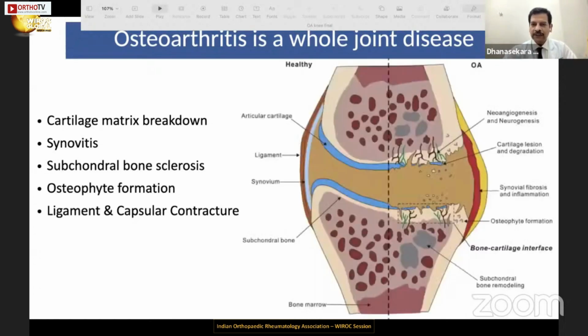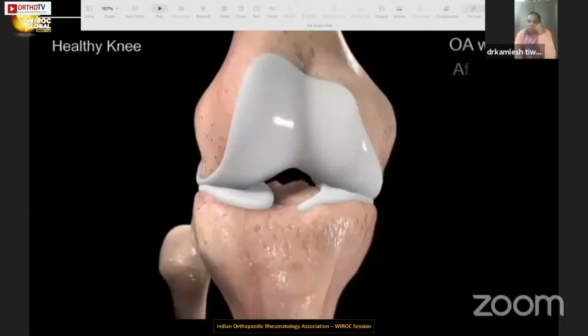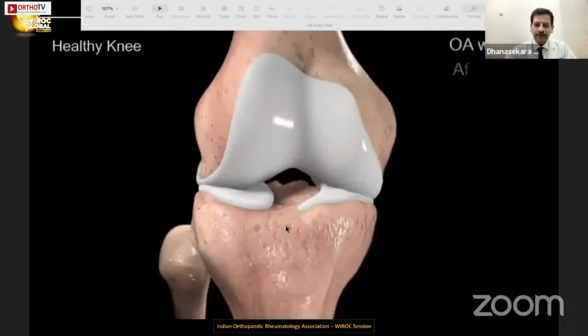You can see the normal cartilage on the left side, and on the right side there is cartilage degeneration, synovitis, neoangiogenesis, subchondral sclerosis, and all these factors contribute to the pathology. So this is an osteoarthritic knee pathology.